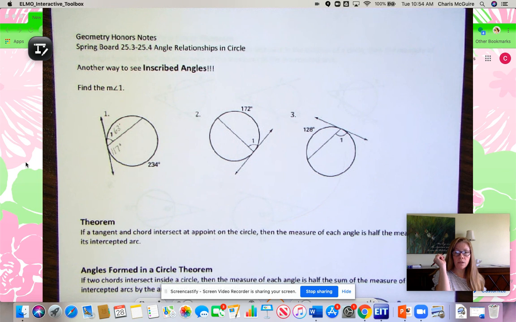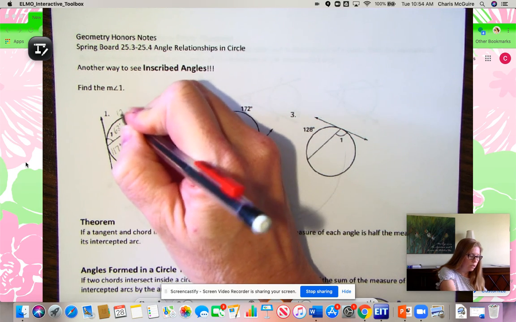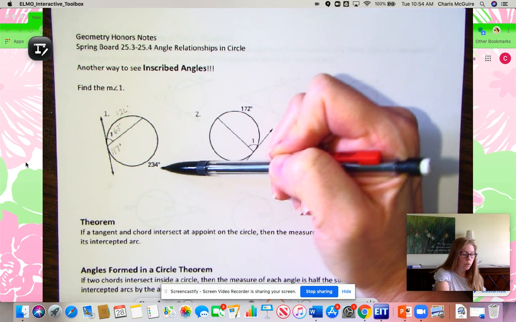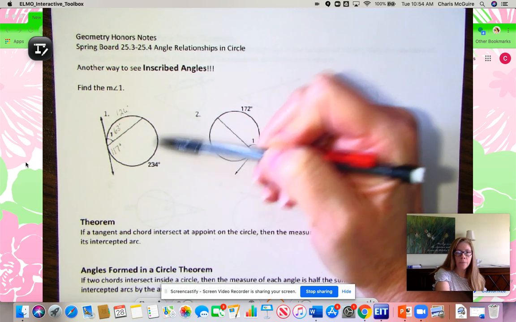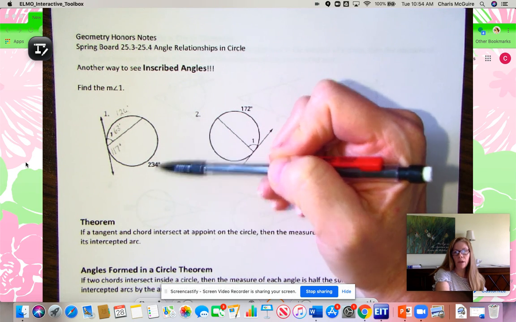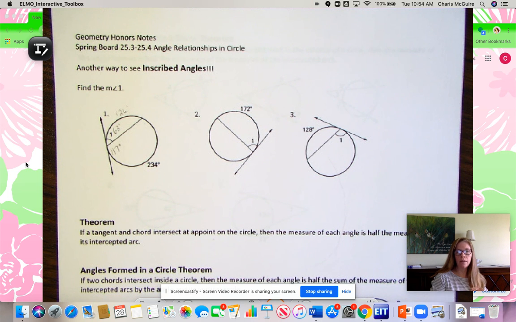And if you wanted to, you could go ahead and double the 63, and that would be the rest of this arc, 126 degrees. And you can see 126 plus the 234 make the full 360 for the circle. So there's a lot of good relationships going on here. And if you just think about these as inscribed angles, it should seem simple. So I'm going to let you go ahead and find the measure of angle 1 for number 2.